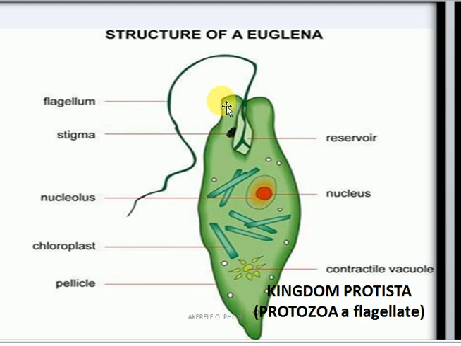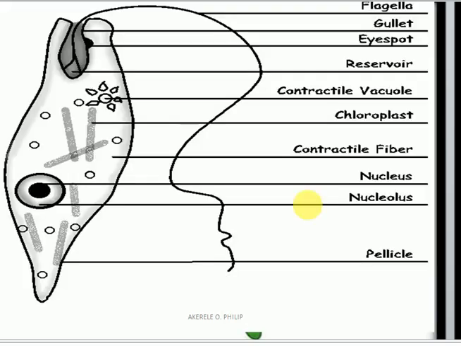All right, so this is a flagellate because it uses flagellum to swim. Why is it called protozoa? Because it can move. This is another diagram of Euglena. You can pause the video to get a glimpse of that.